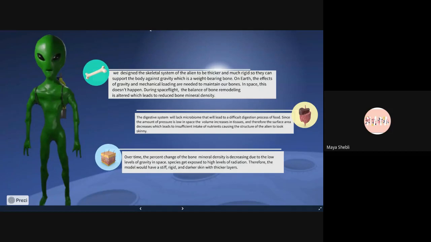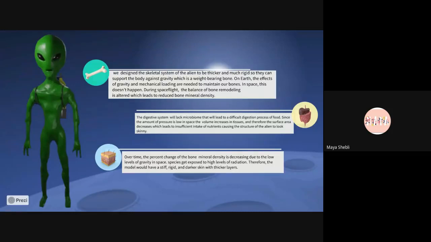On Earth, the effects of gravity and mechanical loading are needed to maintain our bones. In space, this doesn't happen. Bones normally undergo continual remodeling, and two types of cells are involved: the osteoblasts, which make and regulate the bone matrix, and the osteoclasts, which absorb the bone matrix. During spaceflight, however, the balance of these two processes is altered, which leads to reduced bone mineral density.